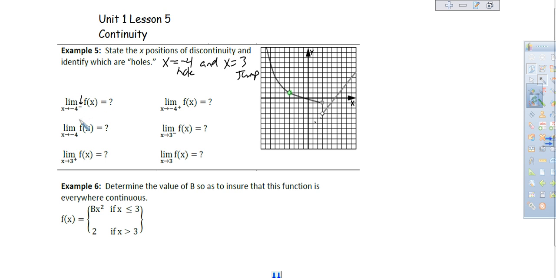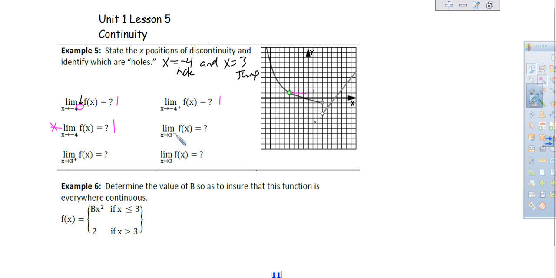Here they're asking us to find the limit at -4 as x is coming in from the left side. So from the left side at -4, which is where we have this hole, you can see the limit approaches the line y equals 1. And from the right, it's approaching also +1. So in general, since the left and the right hand side equal each other, the limit is 1.